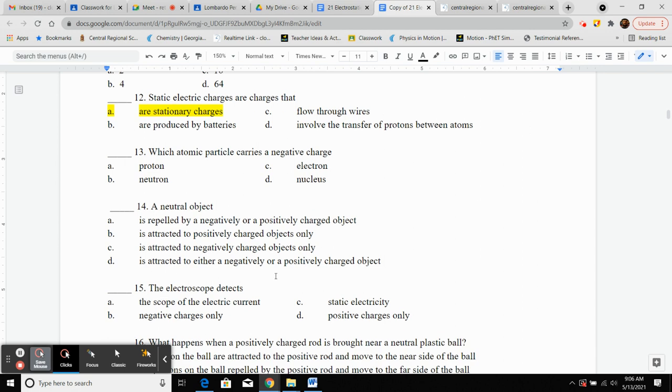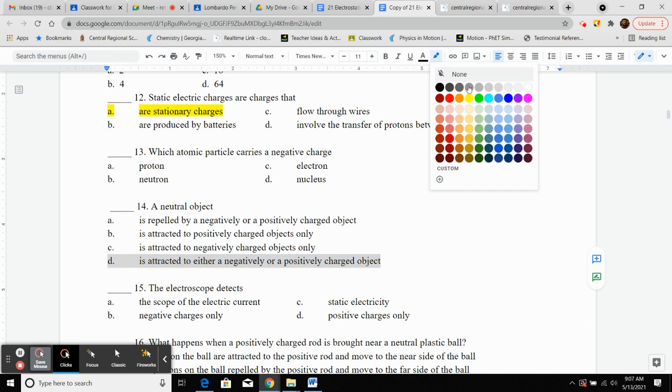13, you guys should 100% know. Neutral object. What is true for 14? All right, so neutral objects are never going to be repelled by anything or repel anything. Is it true that positive charges are attracted to it, or they're attracted to positive? That is true. But it's also true with negative. So it could be attracted to either a positive or negative. So we're looking for letter D here.